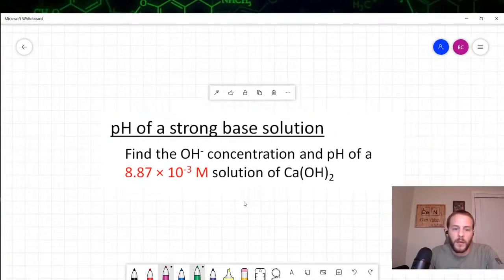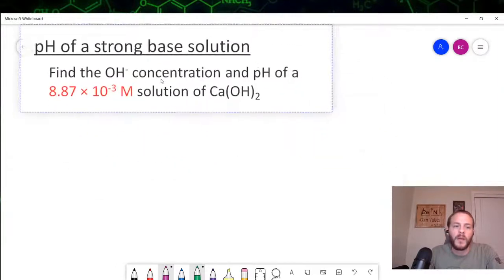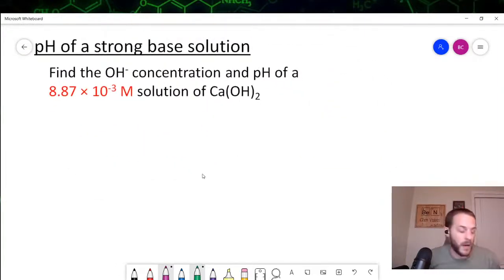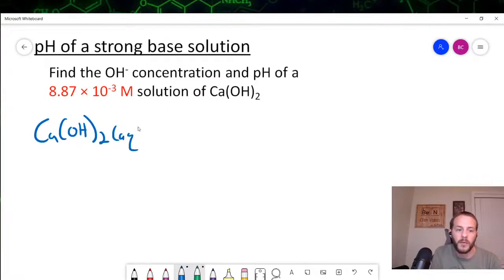Okay. So this says to find the hydroxide concentration and the pH of an 8.87 times 10 to the minus 3 molar solution of calcium hydroxide. So just as we did with the last example, I'm just going to start by simply writing the chemical equation associated with the acid-base reaction, right? So we have calcium hydroxide, that's Ca(OH)2, and that's aqueous.